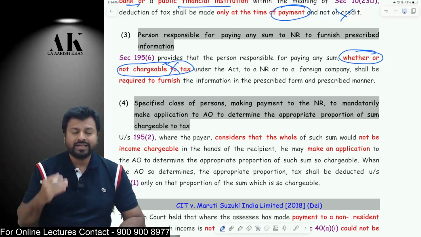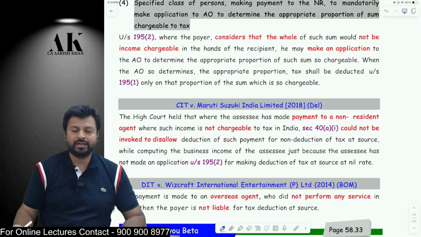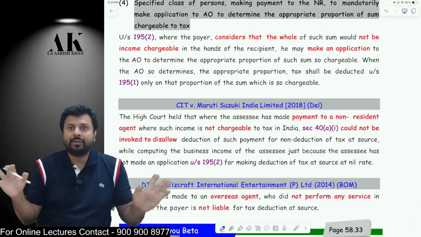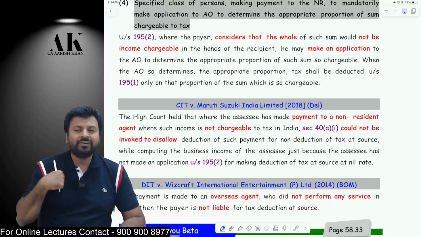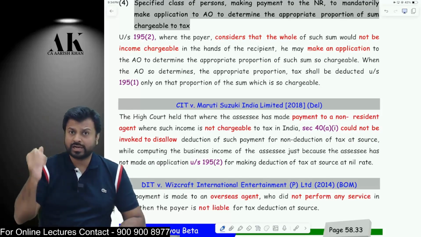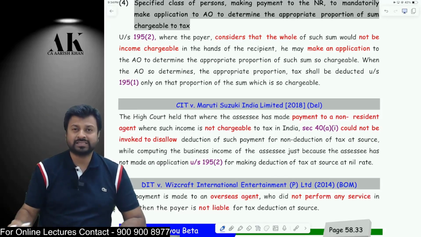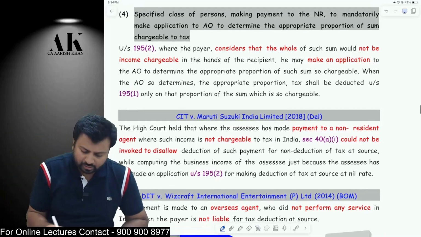Okay. Further, when I am making the payment, I have to check whether the income of the other person is liable to tax in India. If the income of the other person is not liable to tax in India, I should not deduct the TDS. Now the question is, I am feeling that the income of the other person is liable to tax, but not 100% liable to tax. It is proportionately liable to tax. Then what shall I do? I should deduct tax on a proportionate basis. Who will determine what the proportion should be? You have to make an application to the assessing officer.